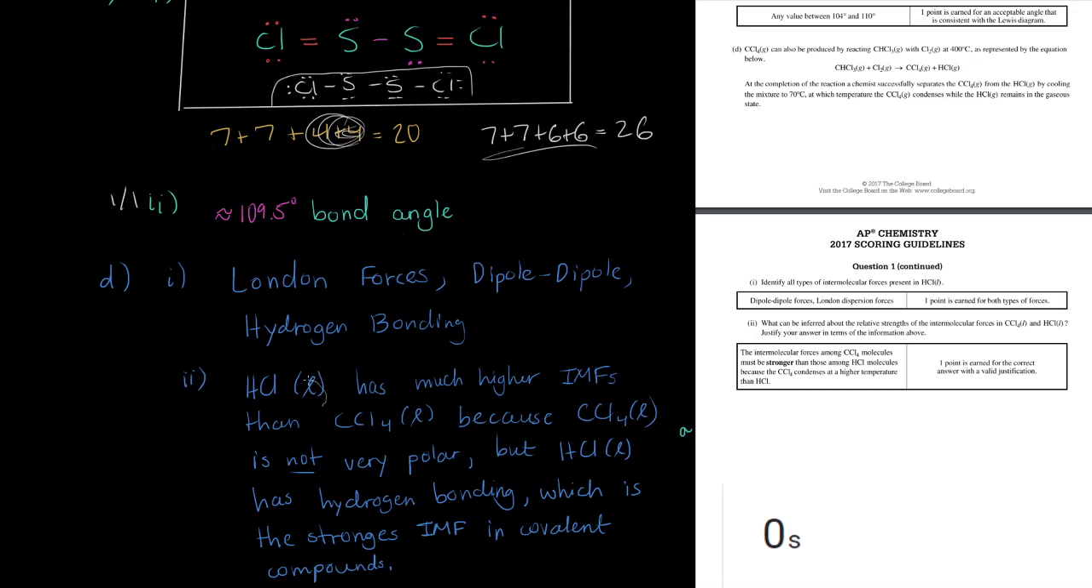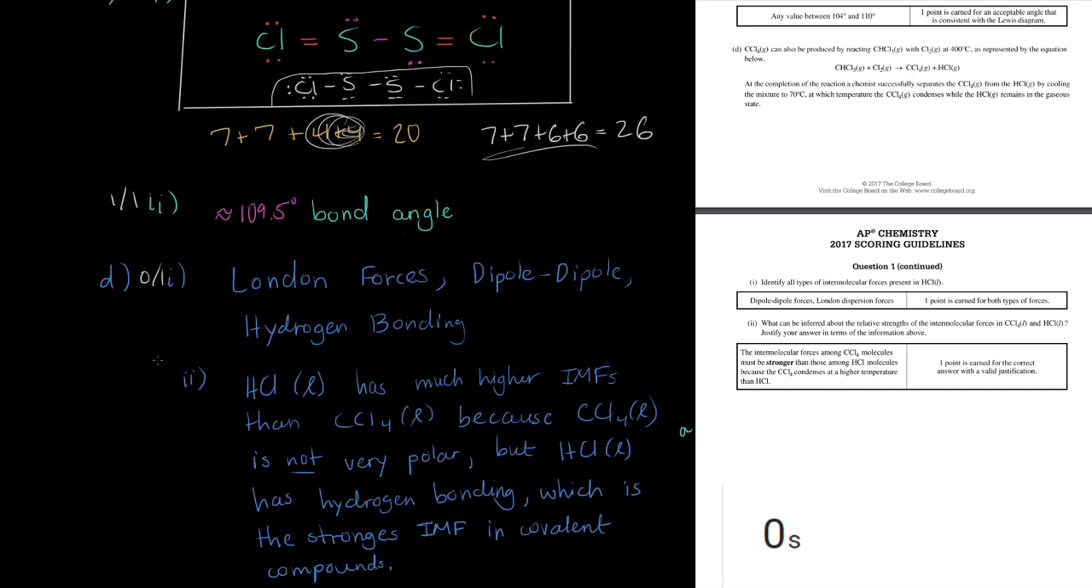1 point is earned for both types of forces. Isn't hydrogen bonding in effect here? I would think hydrogen bonding is in effect because it's got a hydrogen and a chlorine, but this is the kind of thing where an AP exam grader might give me the point. Being my harshest self, I think in good conscience I can't give myself the point, just because I want to write exactly what they're looking for.